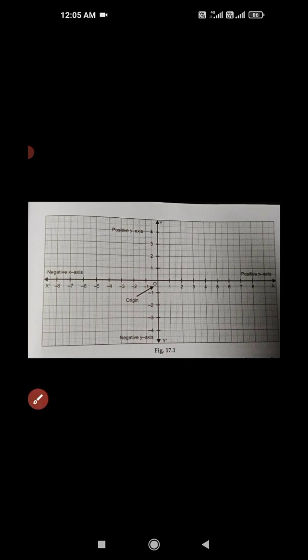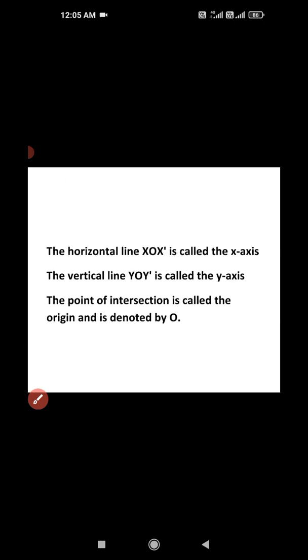Here the horizontal line X or X' is called the x-axis, the vertical line Y or Y' is called the y-axis, and the point of intersection is called the origin and is denoted by the letter O. Each axis has a negative side and a positive side similar to a number line. I hope you remember. Now if you look at this figure here, the two axes divide the graph paper into 4 different regions.